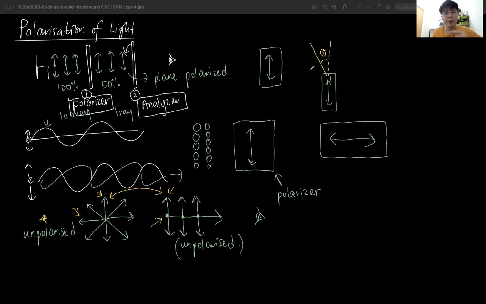You find that when you rotate, as you rotate more and more, the intensity decreases more and more. And when you reach 90 degrees, then no more light. So as the angle increases, the intensity will decrease. Okay, that's one takeaway from here.